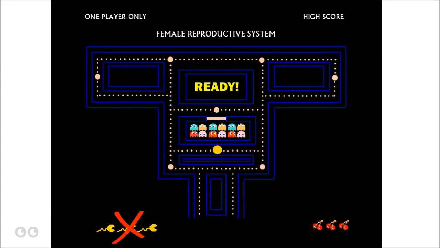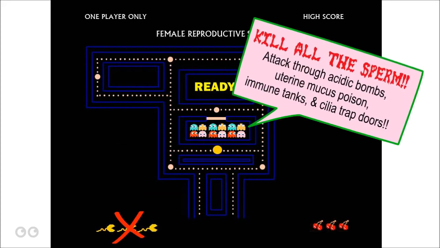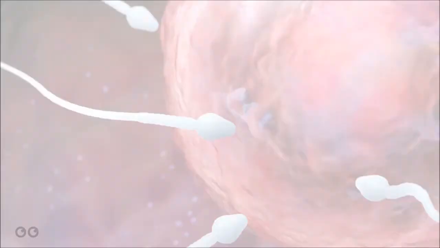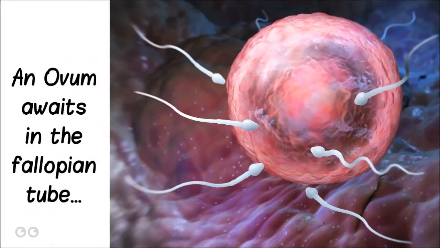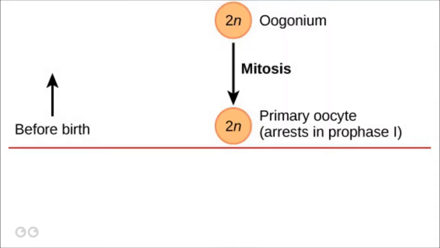The ghost can be used as an analogy of acidic environment, uterine mucus, immune-resident cells, and/or cilia entrapment that kills millions of sperm along its journey towards the egg. Meanwhile, let's take a look at how this ovum was produced and ended up here.